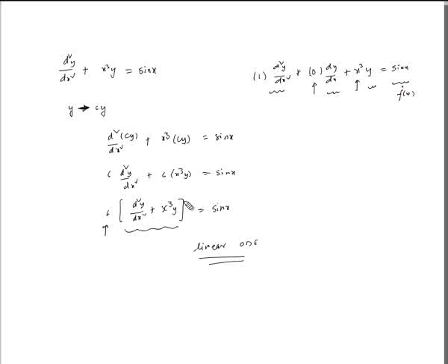And remember the order is 2 here because of the order of the highest derivative term, and the degree is 1. So the order is 2 and the degree is 1, so you can say this is a second order linear ODE. This is a complete way of describing a differential equation. Now another classification is that a linear ODE can be homogeneous or non-homogeneous.